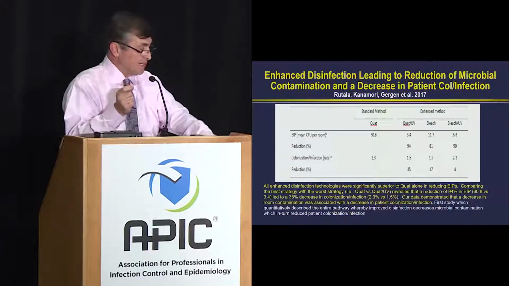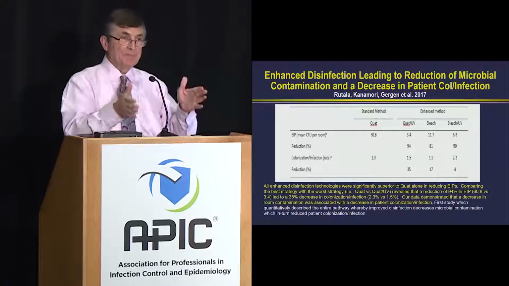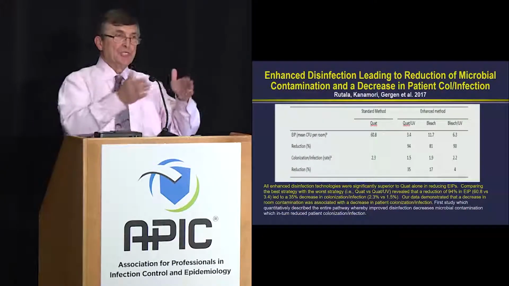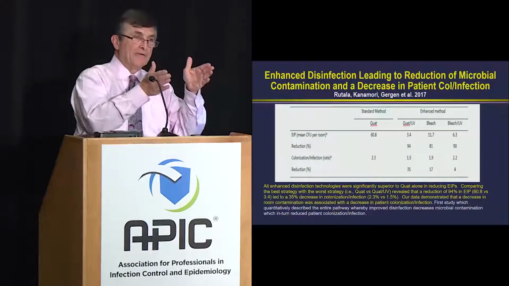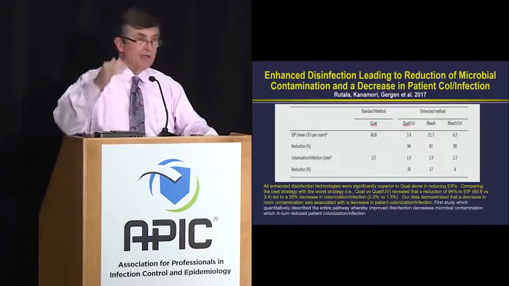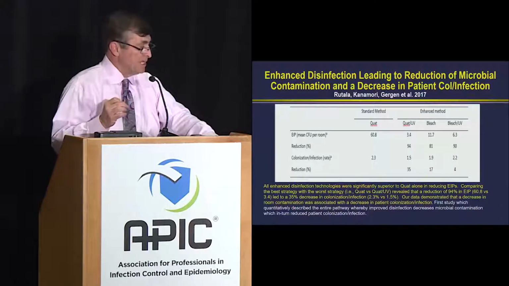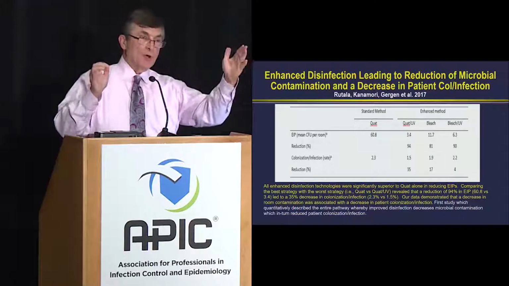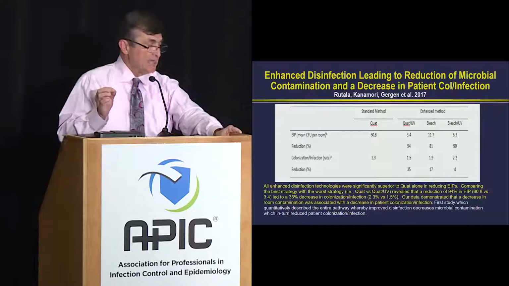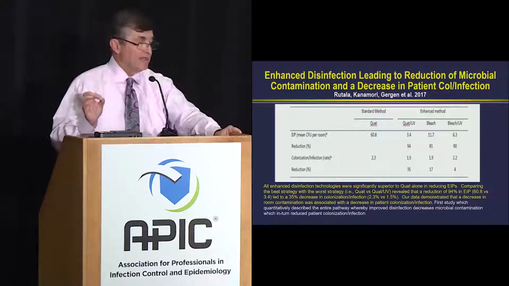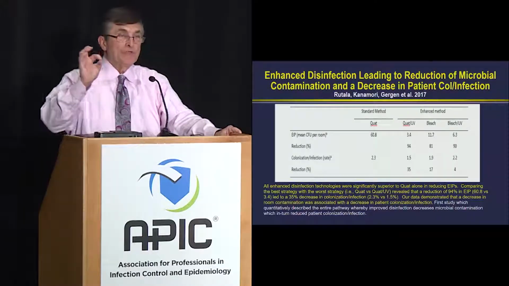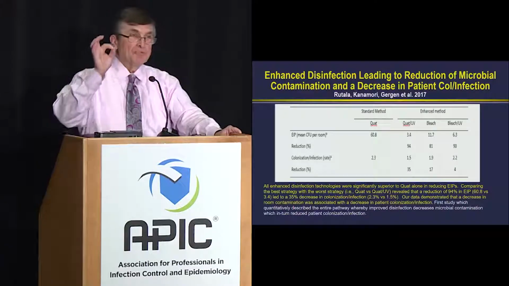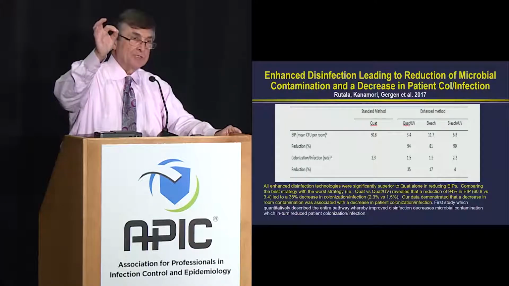For the very first time, there are data which demonstrate in the same study that as you reduce microbial contamination, you reduce the rate of infection, because below that you'll see the colonization infection rate for the standard method, which of course was quat, was 2.3%, and then you see the enhanced methods. The infection rate went down to 1.5%, a 35% decrease, and that was related to a decrease in microbial contamination.